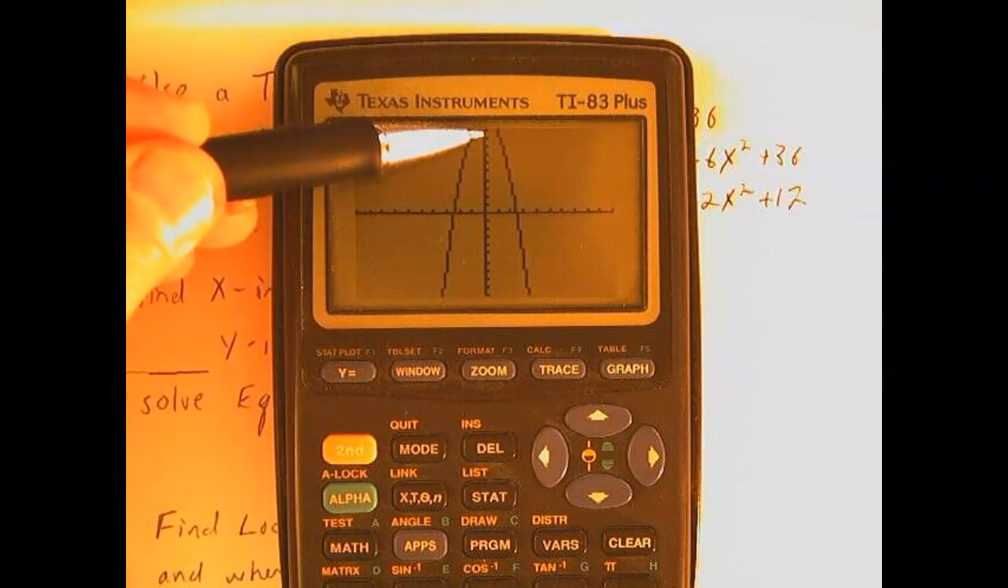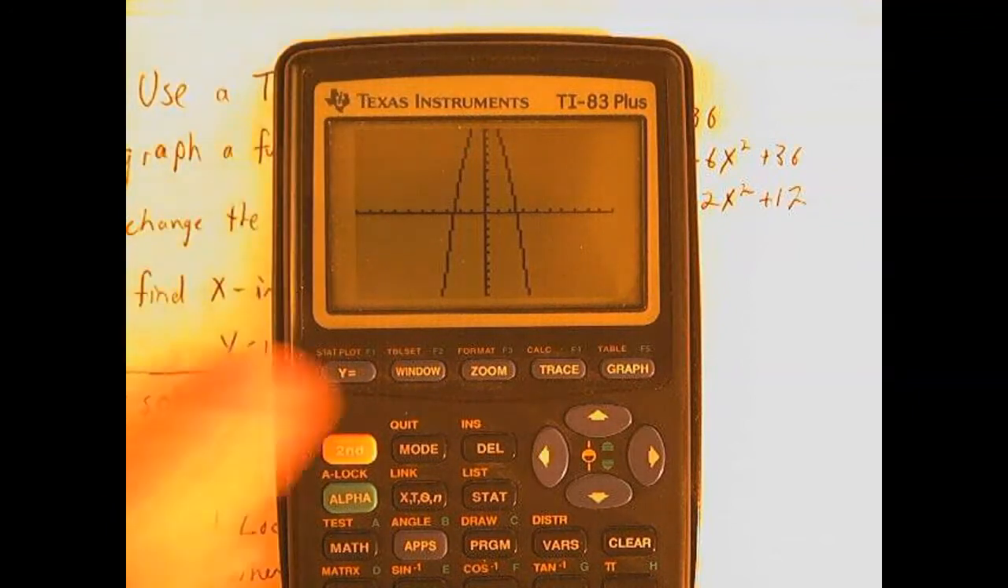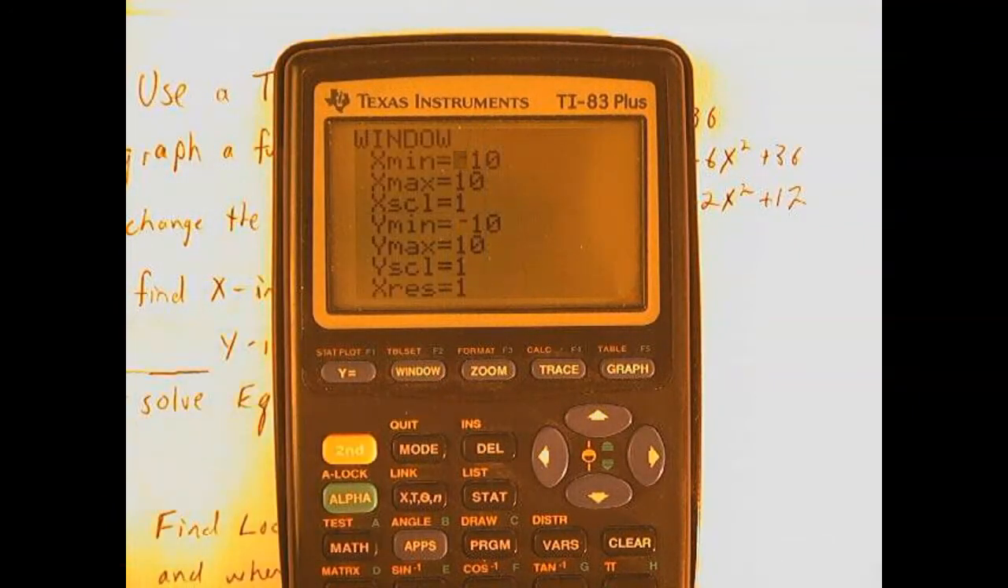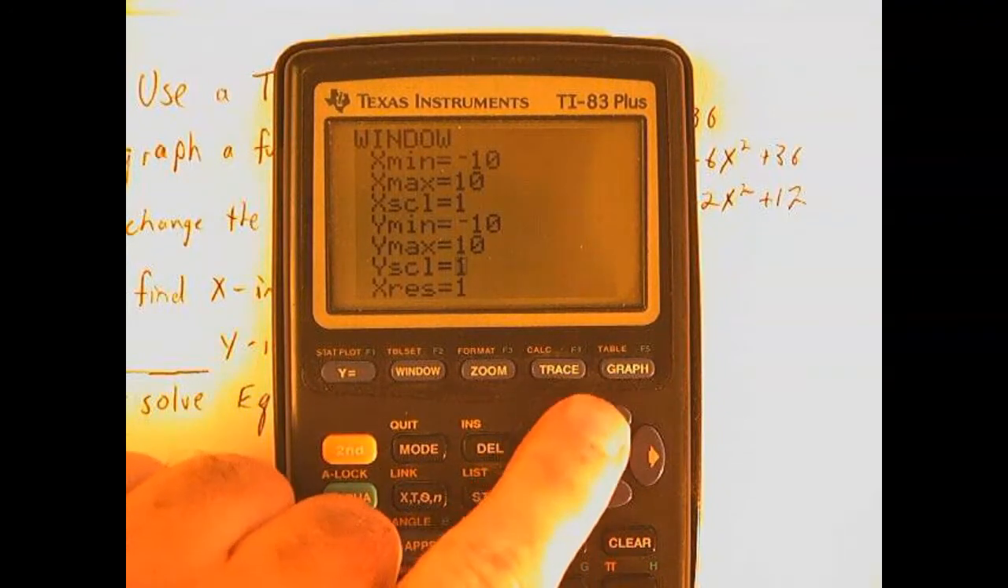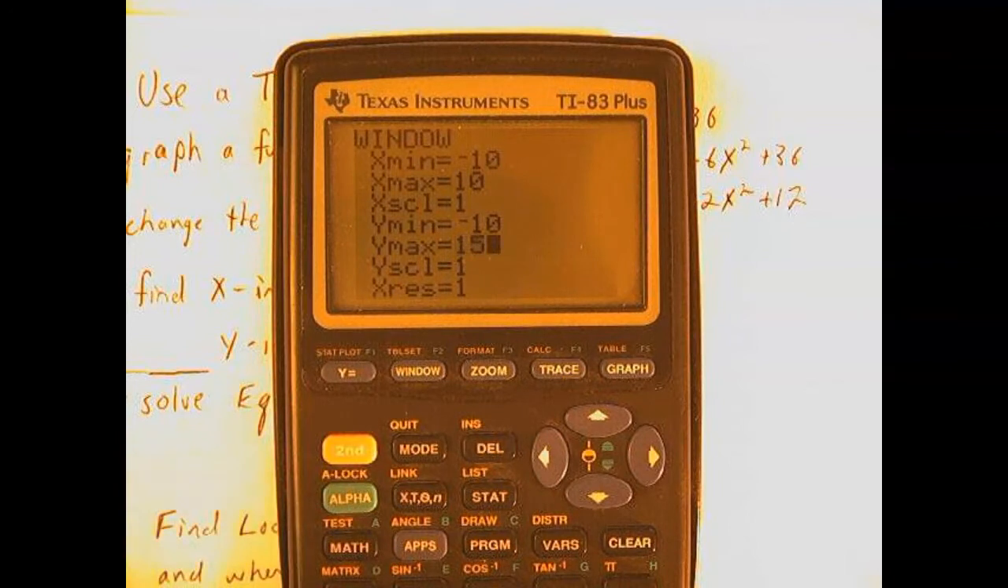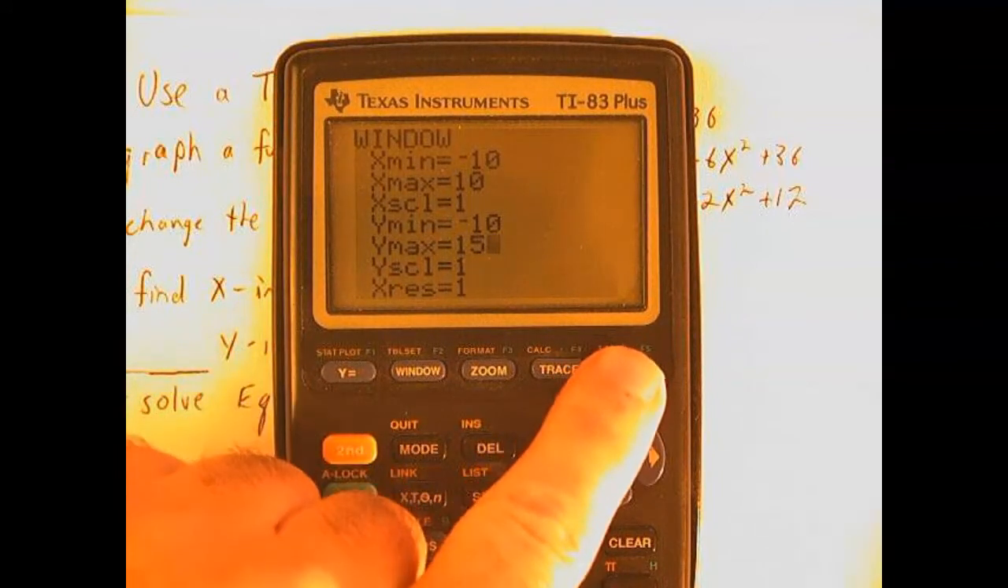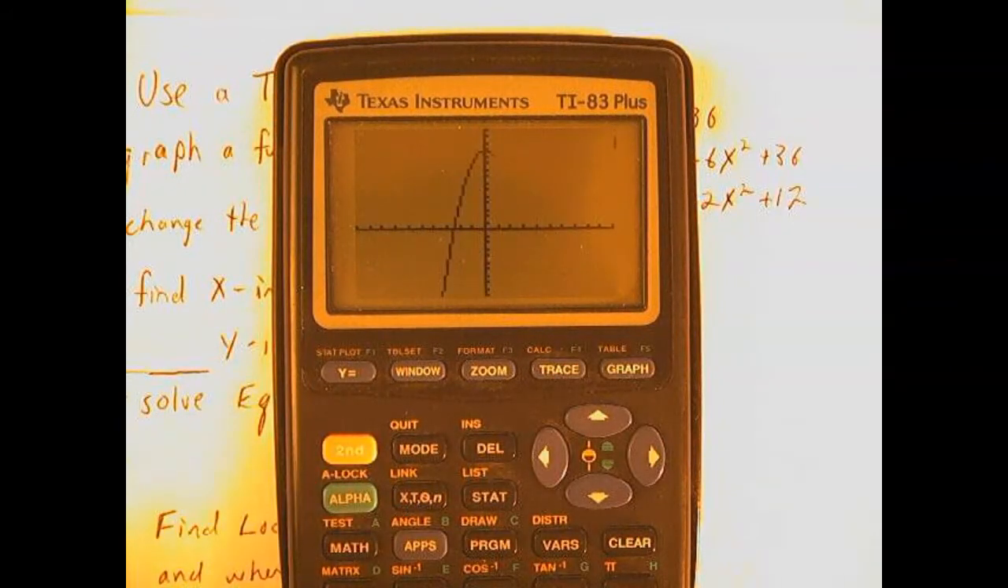What I have to do is compress this so it's coming down. So instead of this being 10, 10 will be down here somewhere, and this will be 15. So I'm going to make y max 15. So go to the window, find y max, which is down here, and change it. Whoops, I went too far. Change it to 15. And then let's look at the graph now. So just hit graph again, and now you can see the top of the parabola.